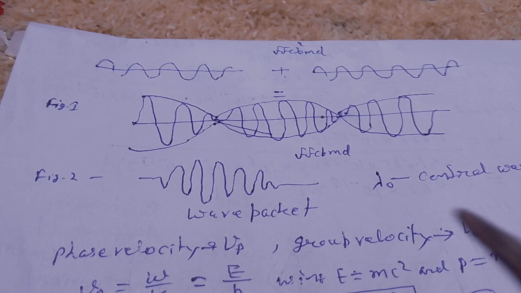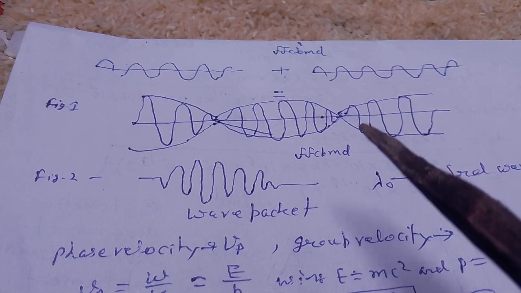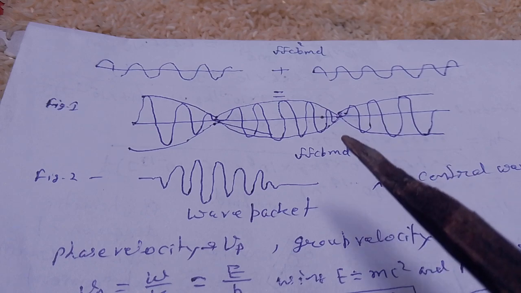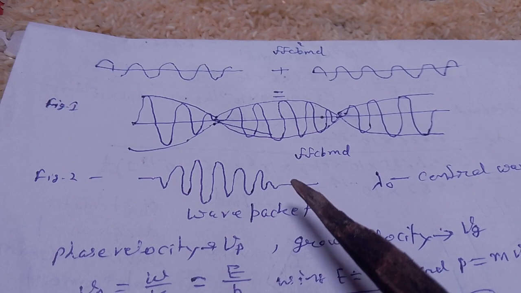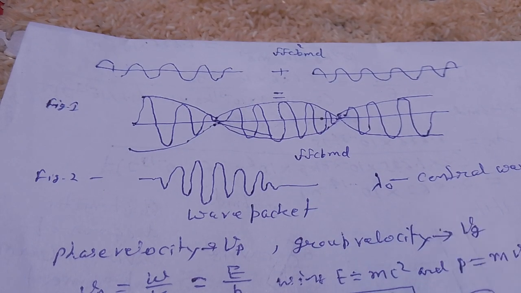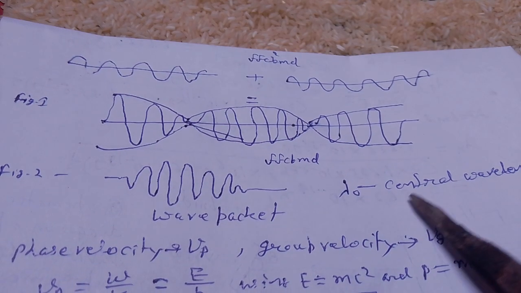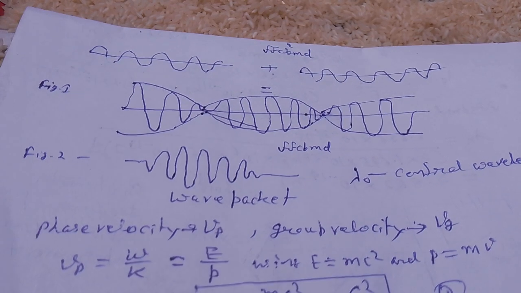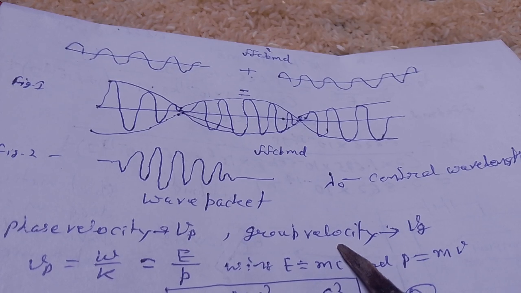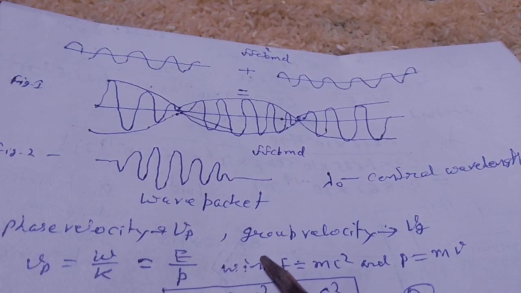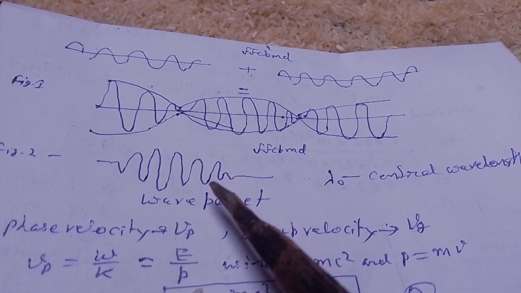This is figure 1 showing the superposition of two waves. Similarly, by superimposing a very large number of waves having wavelength close to a central wavelength lambda naught, a wave packet such as shown in figure 2 can be constructed.